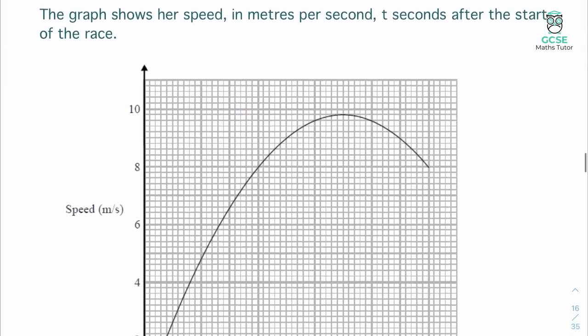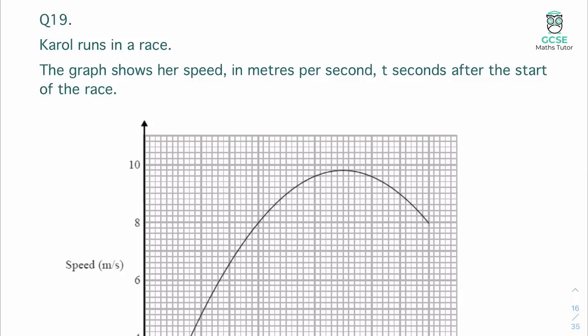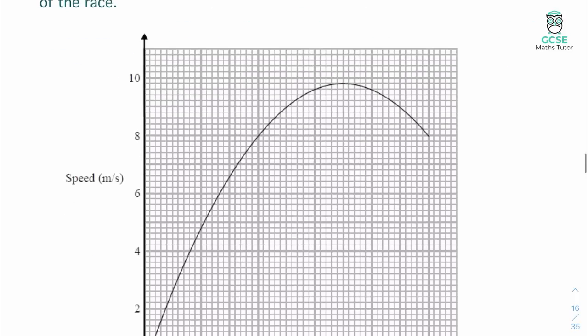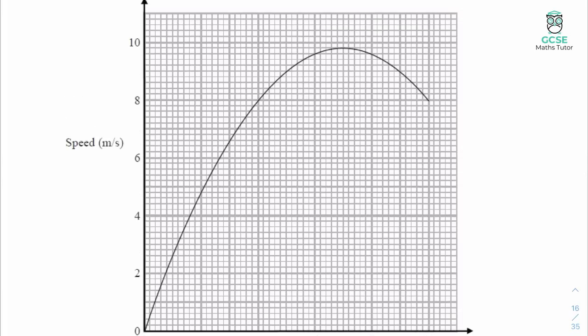Okay, so on to this one. Carol runs a race. The speed graph showed her speed in metres per second, t seconds after the start of the race. And we've got a curve. Calculate an estimate for the gradient when t equals 4. You must show how you get your answer. So t is 4 is just here. I've actually seen this question before.